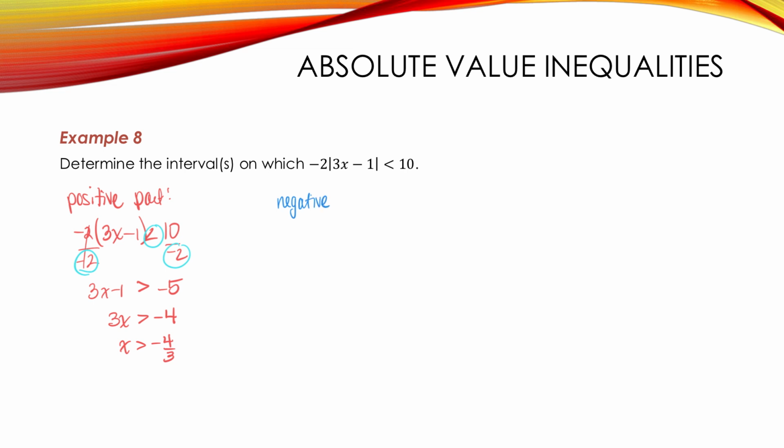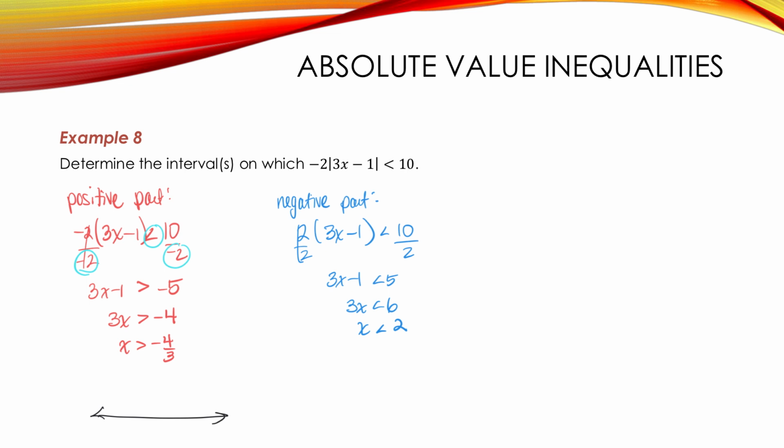Let's try the negative part now, which means we had a -2, which makes it a +2. And the 3x minus 1 is less than 10. Now just divide both sides by 2, and we get 3x minus 1 is less than 5. Add 1 to both sides, 3x is less than 6. Divide by 3, x is less than 2. So this one looks like it's going to be another one of those interesting ones that's connected.